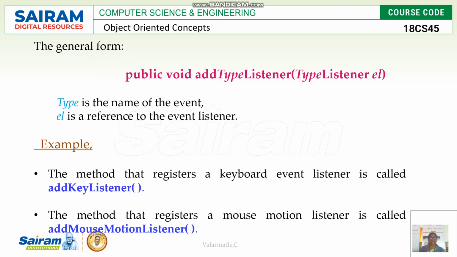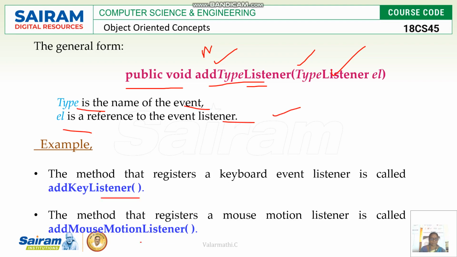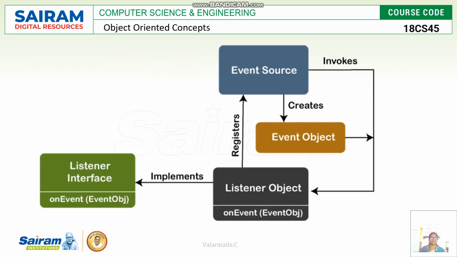Say for example, I will go for the general form: public void add TypeListener(TypeListener el). Here I will take one example as MouseListener. For addMouseMotionListener, the type of listener is mouse listener, and the action performed is mouse moved or dragged. Type is the name of the event, and el is the reference for the event listener. Similarly, addKeyListener and addMouseListener are two such methods.